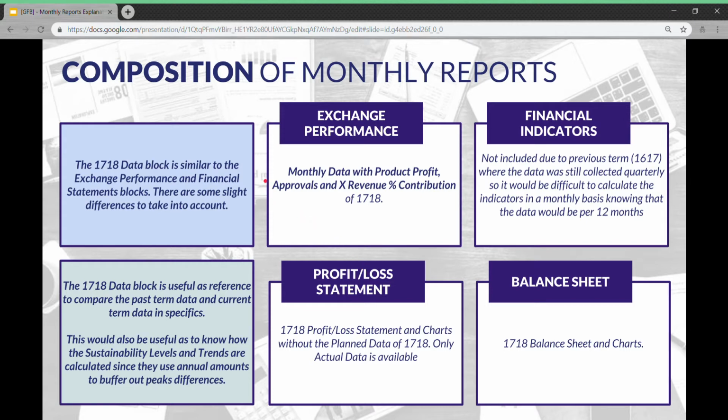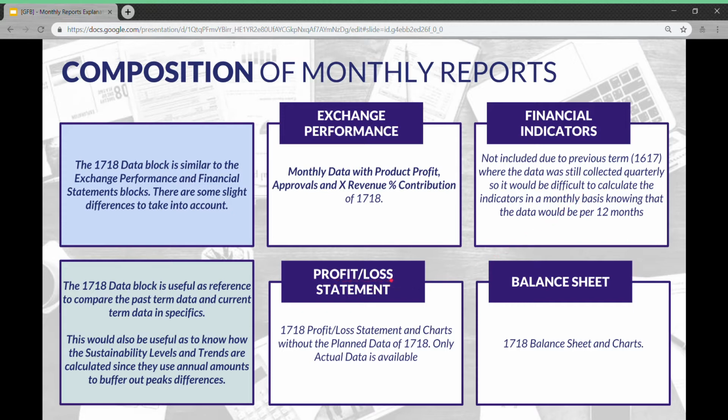The 1718 data block is similar to the exchange performance and financial statements block. There are some slight differences, so I don't need to explain a lot about this one. The slight differences are that exchange performance focuses on 1718. Financial indicators are not included due to the previous term, 1617, where the data was still collected quarterly. So it would be difficult to calculate the indicators on a monthly basis, knowing that the data would be per 12 months.